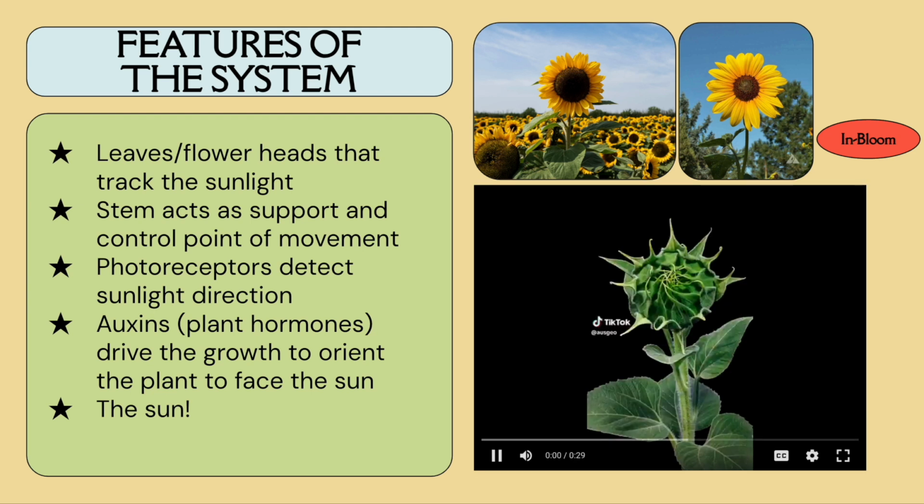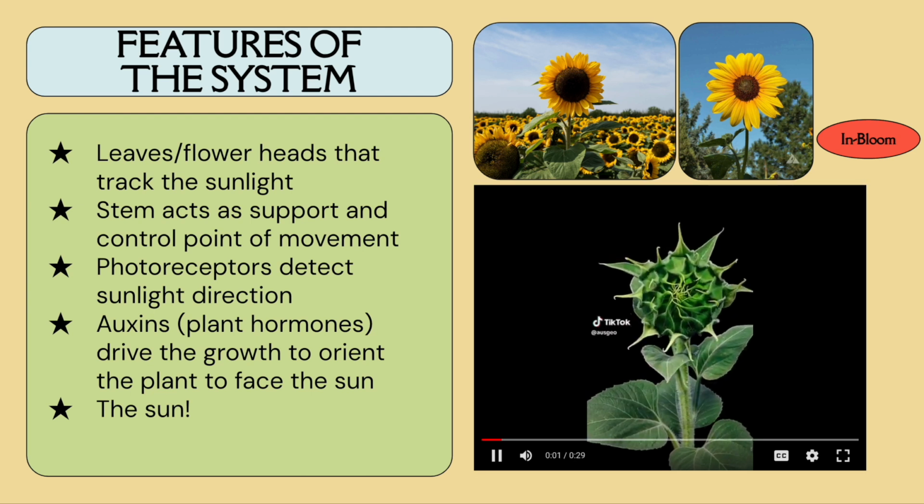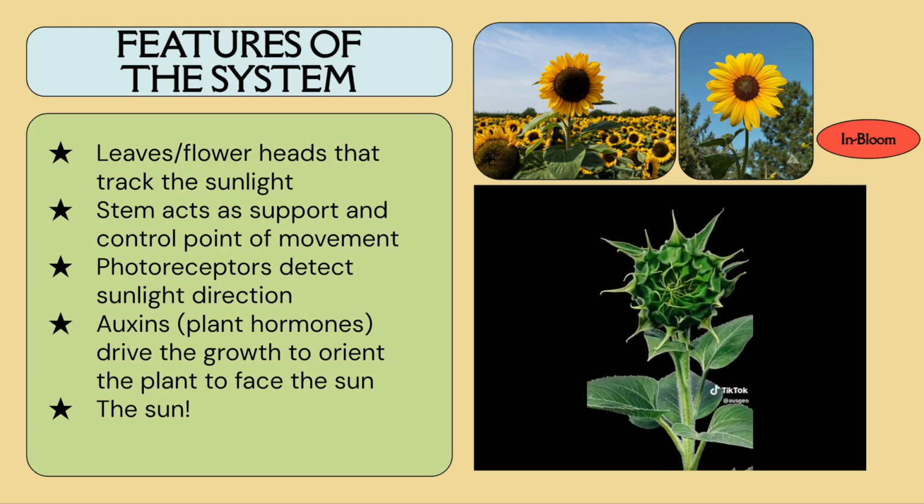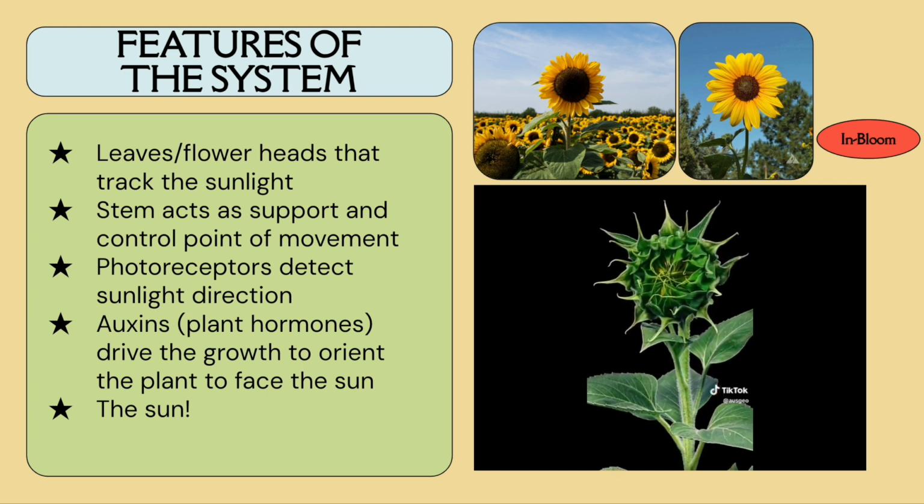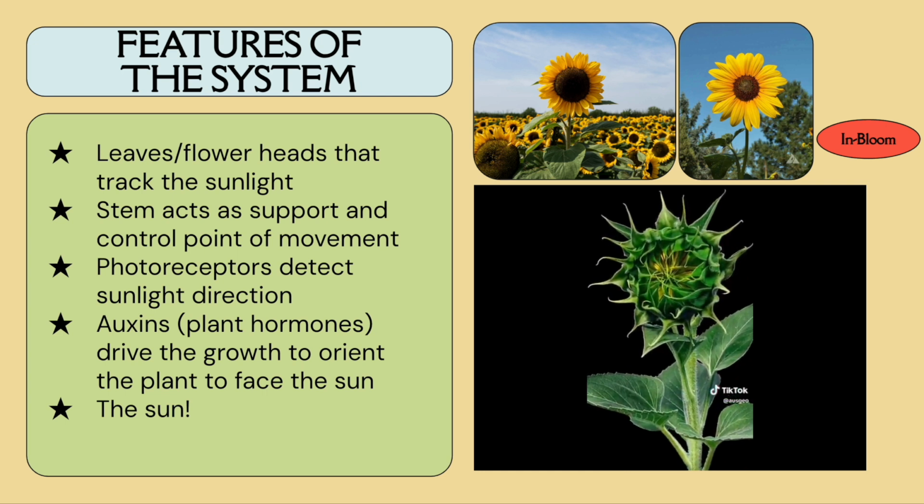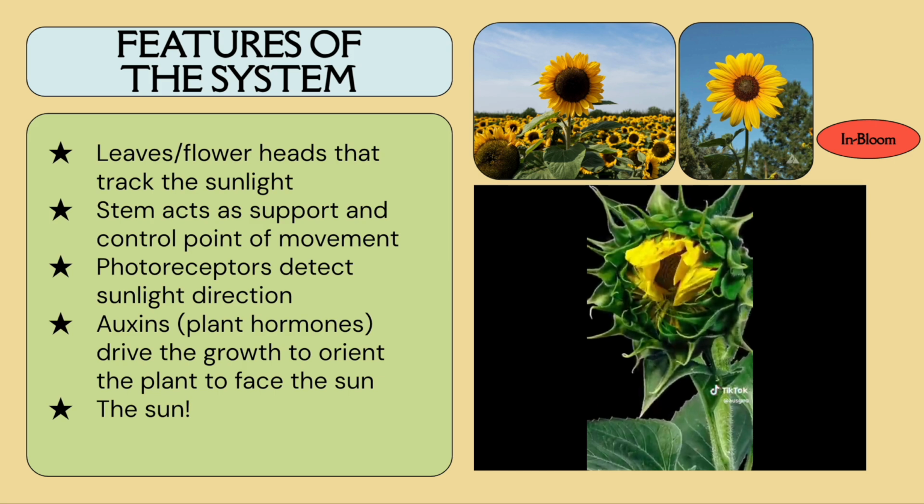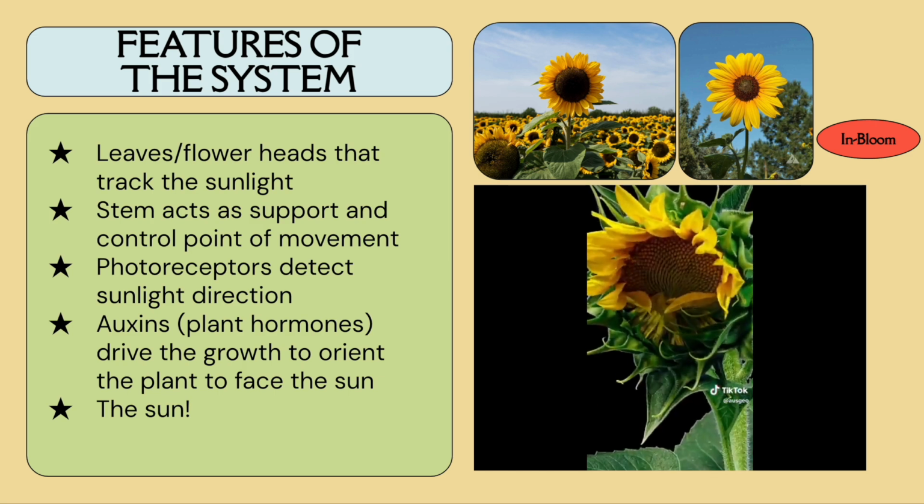Next are the features of the system, which include leaves/flower heads that track the sunlight, the stem that acts as the support and control point of movement, photoreceptors that detect the sunlight direction, auxins, which are plant hormones that drive the growth to orient the plant to face the sun, and, of course, the sun.